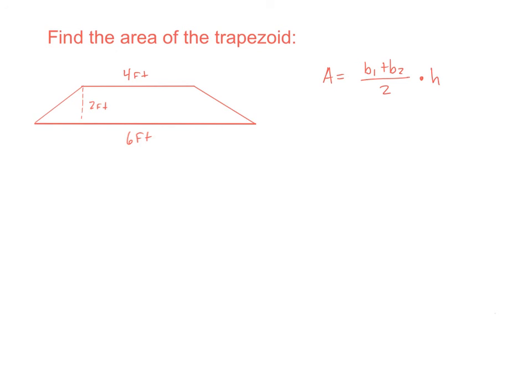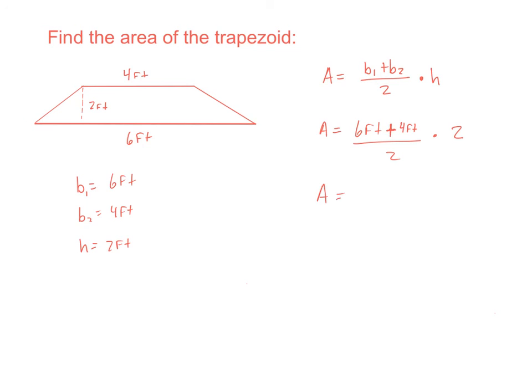In this case, our base 1 is going to be 6 feet. Base 2 equals 4 feet. And our height equals 2 feet. Now, our area, let's plug in the numbers. We have 6 feet plus 4 feet, and then we are going to divide that by 2, and the height is 2.